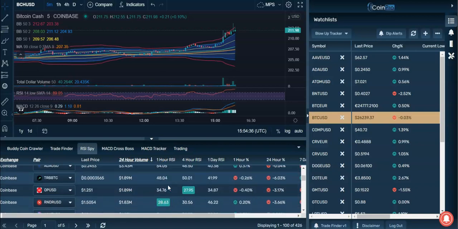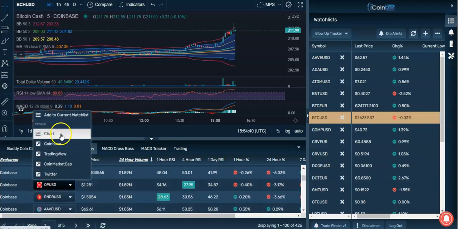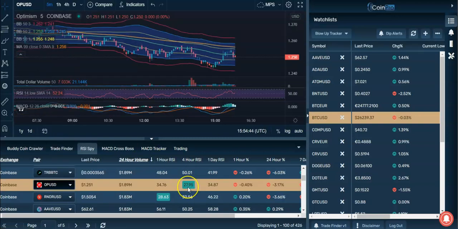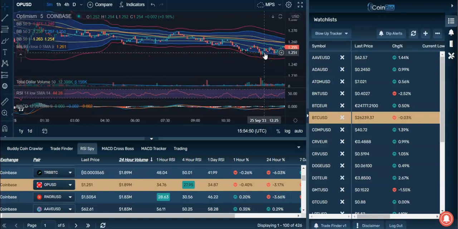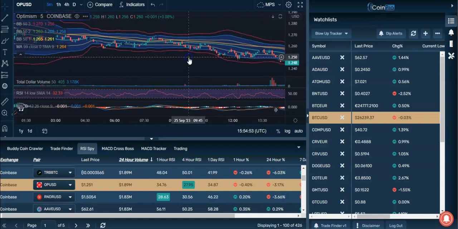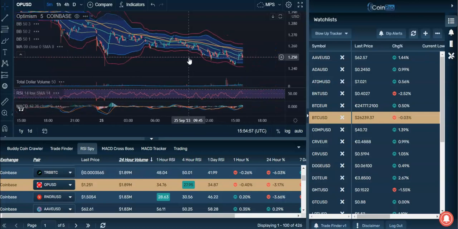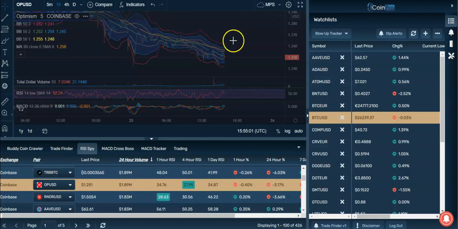So Bitcoin Cash, now we got OPUSD on the 4 hour as below 30, okay? So anytime the RSI is below 30, you really want to look for a buy. So scroll out. Okay, we go to the 1 hour.